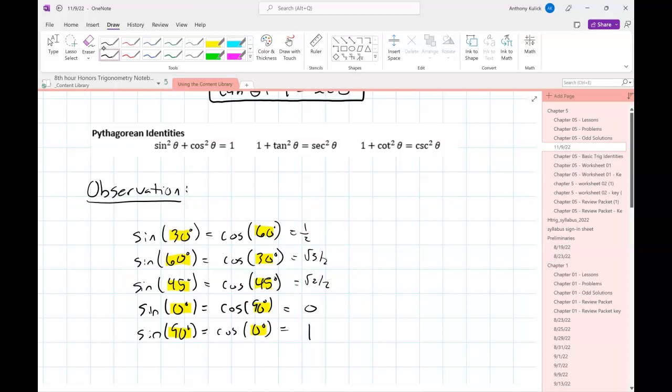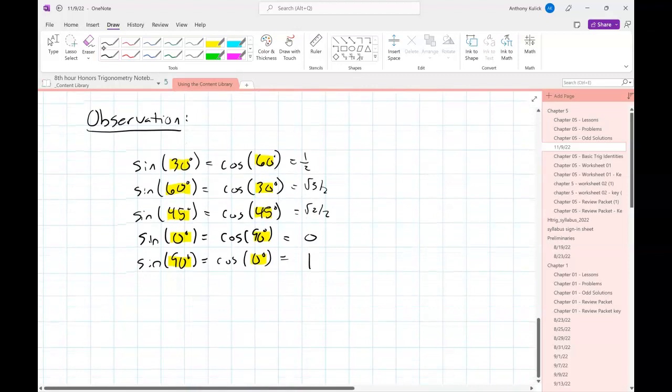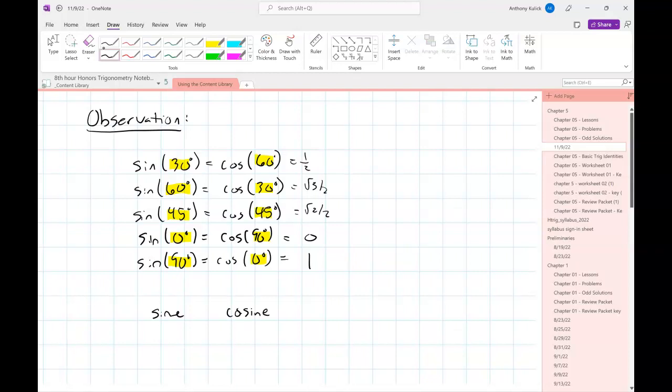So guess what? Sine and cosine, notice they're spelt the same way except for that prefix. Do you know what that prefix stands for? Complementary.